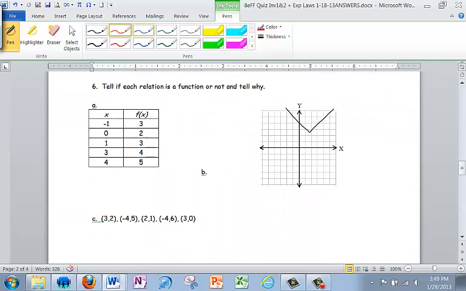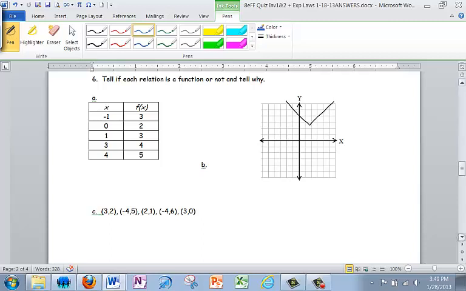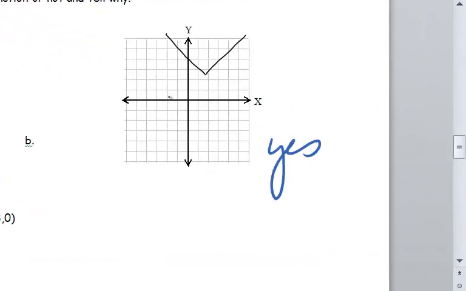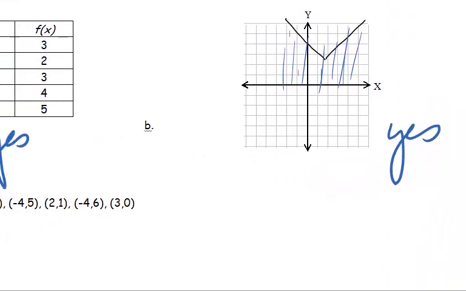Okay, tell if these are functions or not. I am not going to write out the correct answers. I'm just going to tell you, but you need to write it in your corrections. The answer to A is yes, it is a function. And the reason is because for every x value, there's exactly one y value. For letter B, the answer is yes, because it passes the vertical line test. So again, for all of these x values, there's only one y value. So that's yes. And C is no.